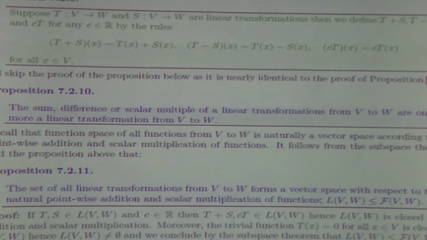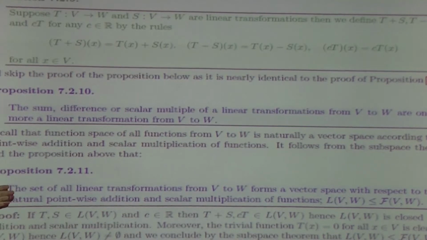So the sum, difference, and scalar multiples of linear transformations from V to W are once more linear transformations from V to W. Hey, that means that the set of linear transformations from V to W is itself a vector space, right? Because it's closed under addition and scalar multiplication. So it's actually a subspace of the set of all functions from the set V to the set W. It's kind of a new example of a vector space. We can leave it out there, but there it is.